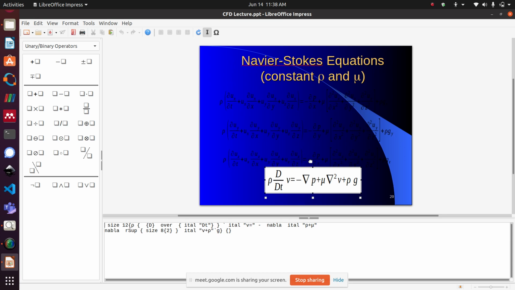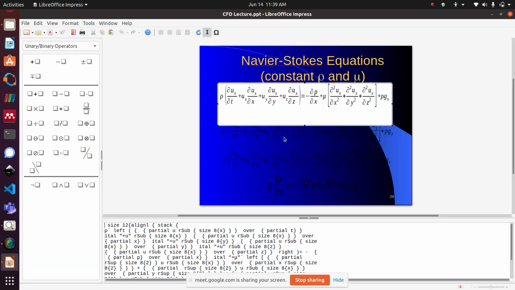So an important part is pressure and forces from viscosity and body forces. Three parts. Those are the three terms here. I don't think it's a very good idea to talk about it for a long time. We'll move on.